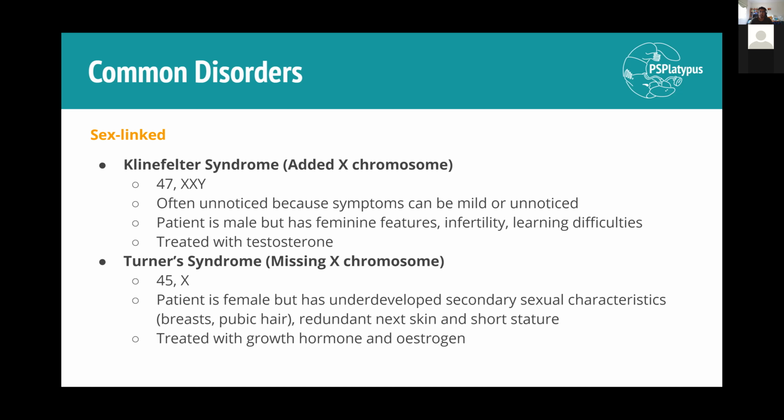We have one X chromosome, the patient comes out female, but has undeveloped secondary sexual characteristics. The primary sexual characteristics are the genitals. The secondary ones are things like breast and pubic hair. And they have, sorry, that should say redundant neck skin, so skin folds at the neck, and short stature. So it's treated with growth hormone for the short stature and estrogen as well.